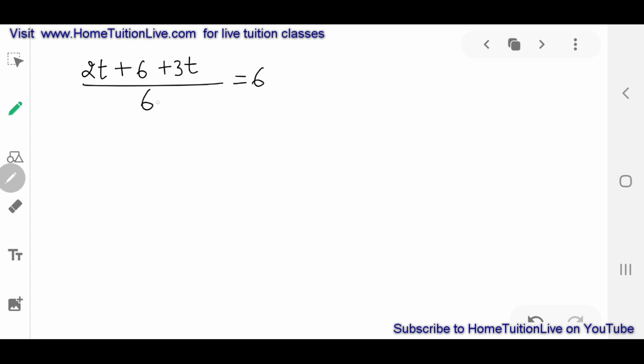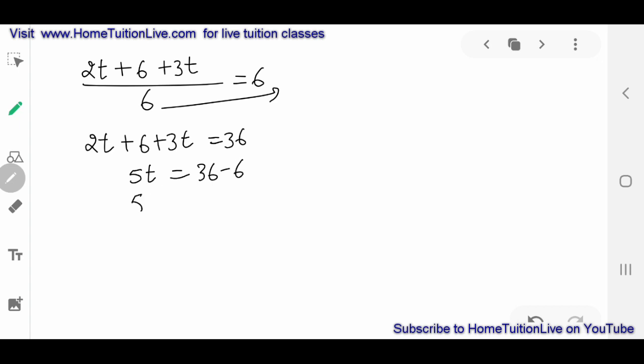Now take the 6 this side. 2t plus 6 plus 3t is equal to 36. So 2t plus 3t is 5t, and 6 this side. 5t is equal to 30. So t is equal to 30 divided by 5, that is 6. t is equal to 6.